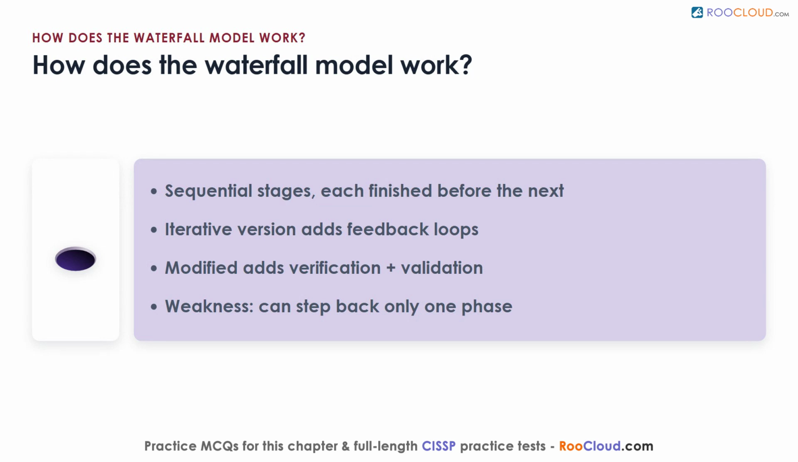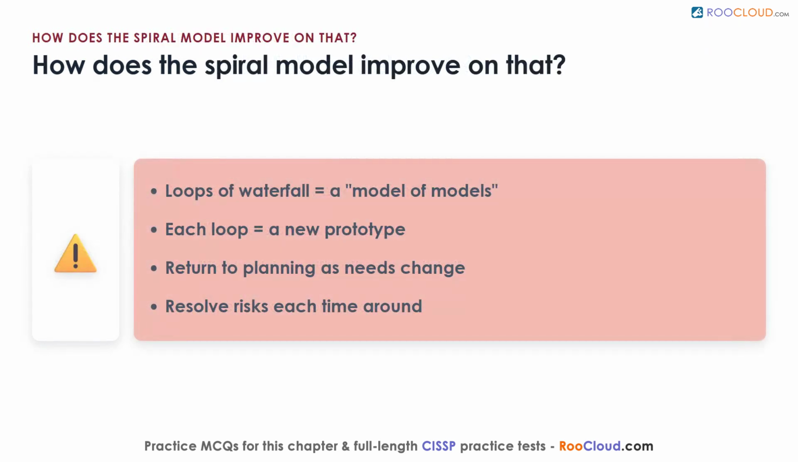Its main weakness is that it lets you step back only one phase, so a fault found much later is hard to unwind. Think of it as an assembly line that can nudge a part back one station, but no further. How does the spiral model improve on that?